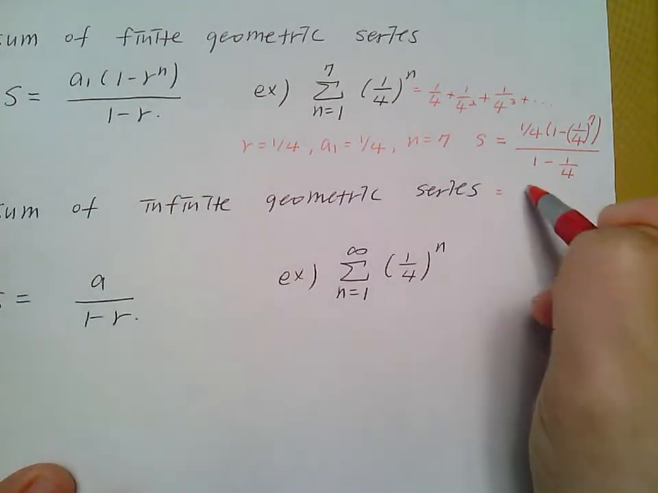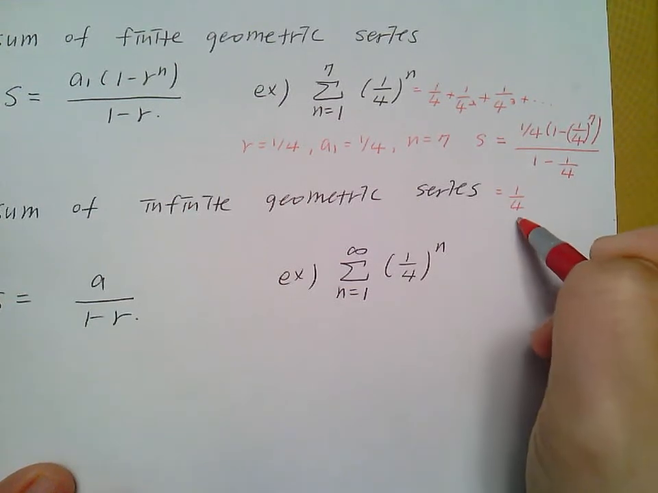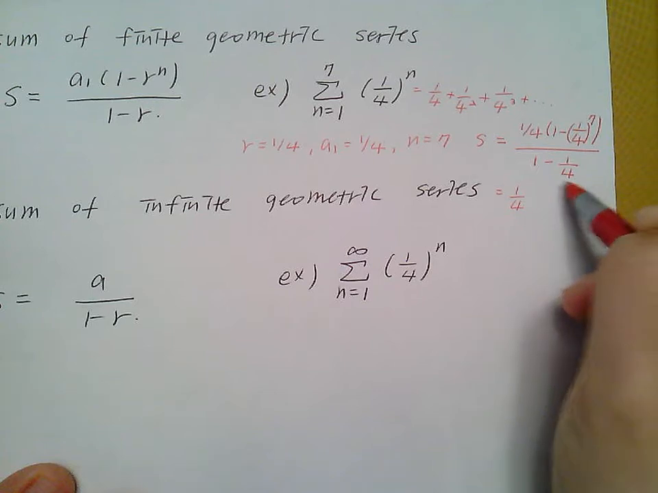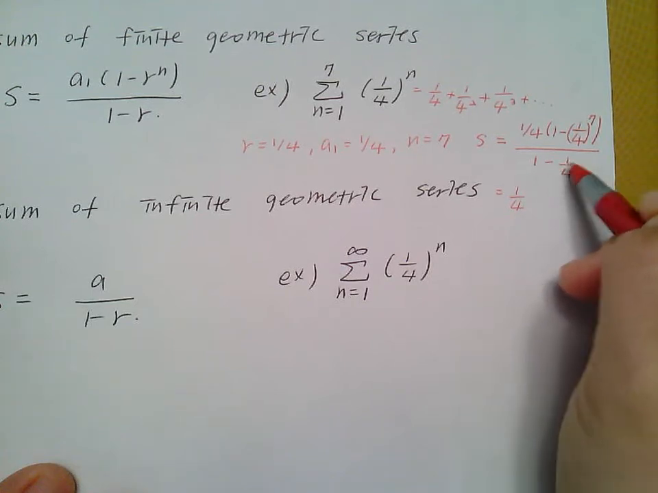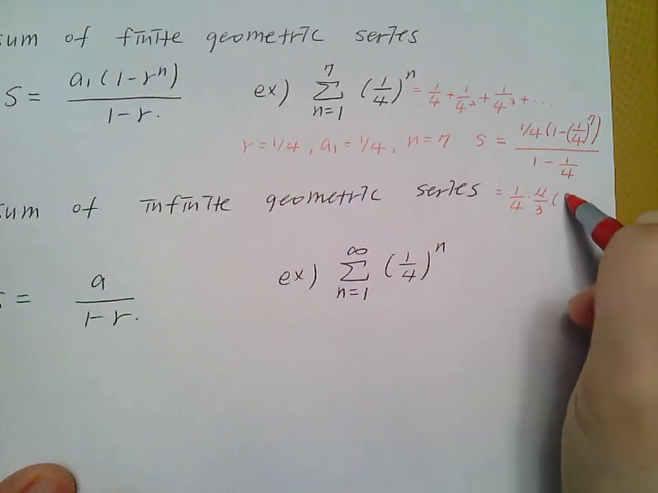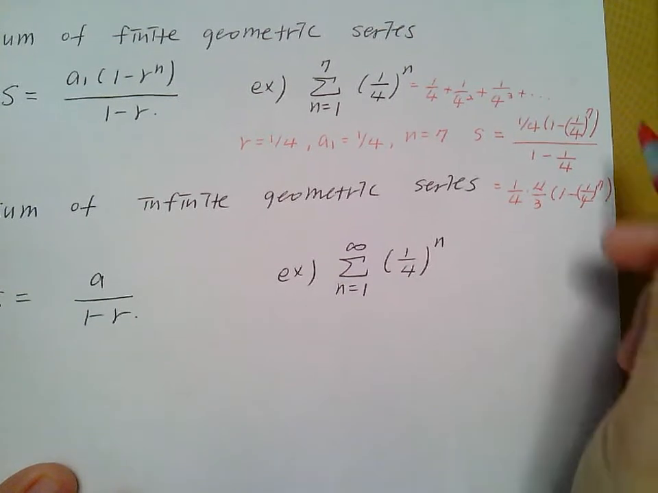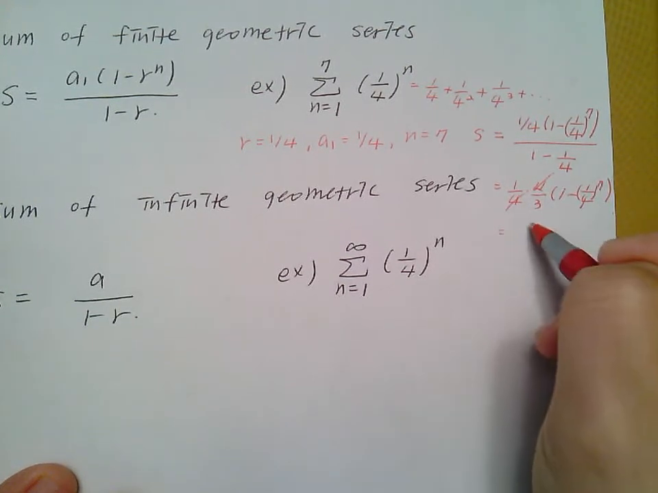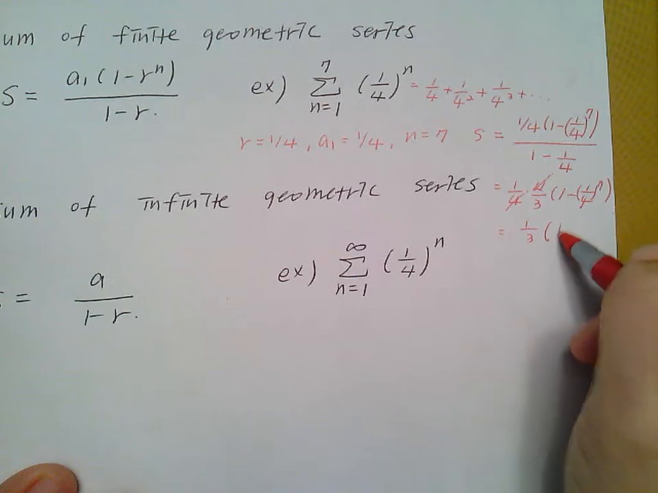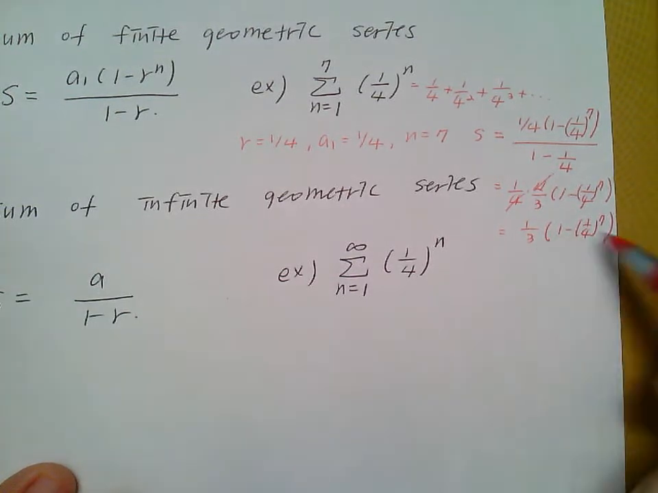So let's simplify, which is 1 over 4 times, but then the denominator, isn't it 3 over 4? So I want to multiply by the reciprocal, which is 4/3, times 1 minus 1 over 4 to the 7th power. In this case, you can cancel them out, which gives us 1/3 times 1 minus 1 over 4 to the 7th. In that case, you don't have to simplify.